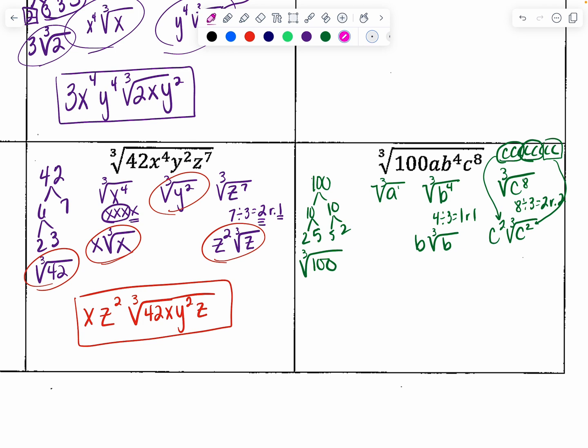All right, and then we're going to put all this together. So I have on the outside b and c squared. So b, c squared, cube root. I have underneath, I have 100, b, c squared.